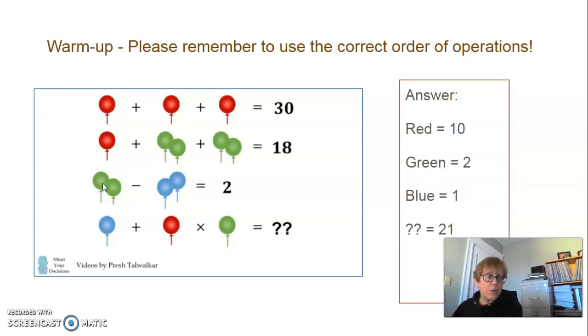This is also equal to 4 because you've got 2 balloons. 4 minus 2 would give you 2, so each of these has to be 1. And then down here, remember your order of operations. You want to do 10 times 2 first, and then you add the 1.